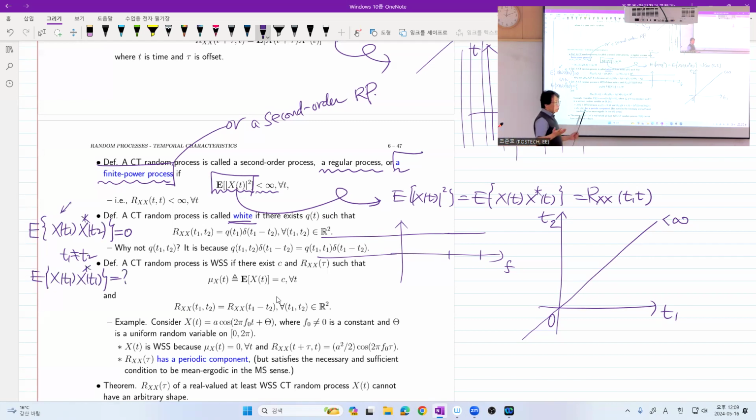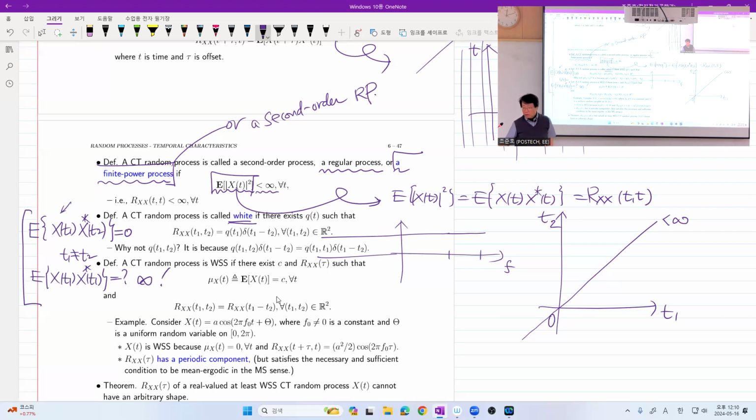You may say that it may be a finite value because it's a variance. However, I said it has infinite components. If this is an energy spectrum, what is the energy of the signal? Infinity. If this is a power spectrum, what is the power of the signal? Infinity. So power being infinity means that if you take two samples at the same time, this value must be infinity.